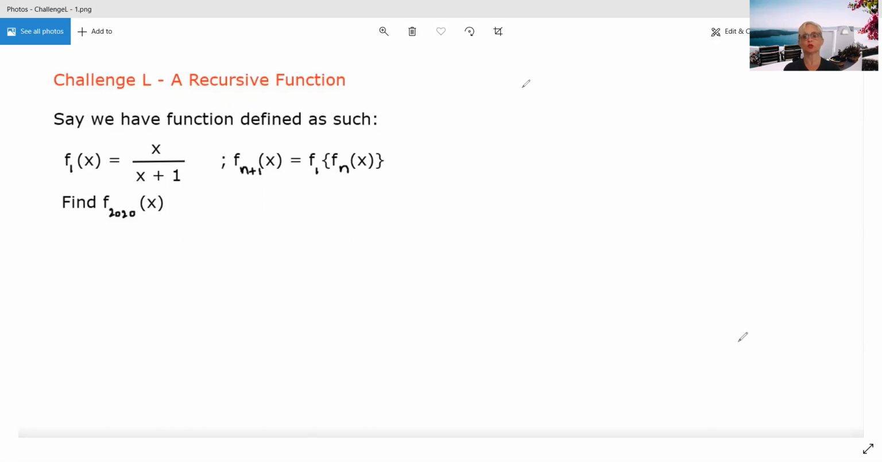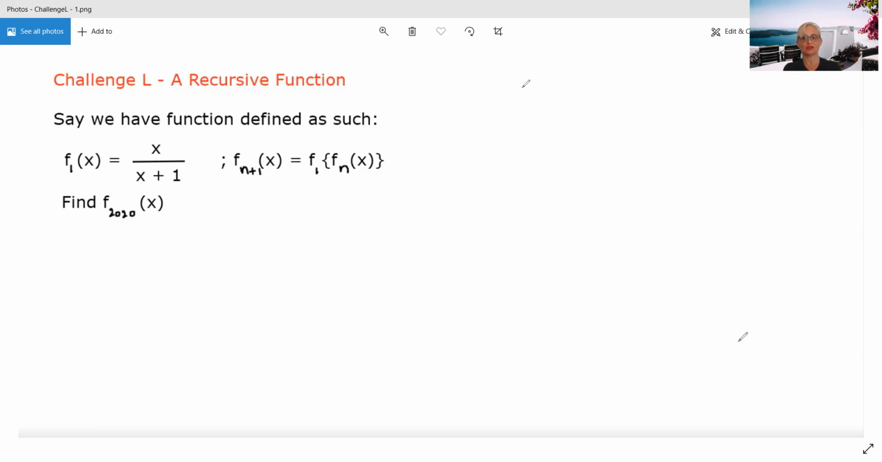And this one's kind of cool because it involves both a recursive function and a composite function. Just to remind you, a composite function means a function of a function, and a recursive function means one where each subsequent function is defined in terms of the previous one. In this case, the recursive definition is a composite function. Our task is to find f 2020 of x.